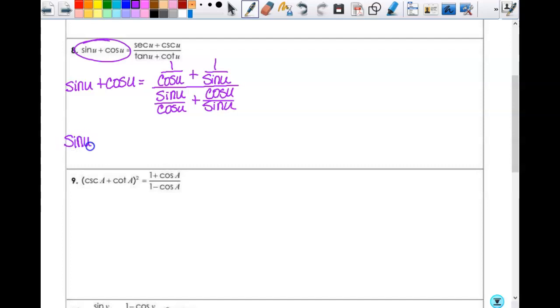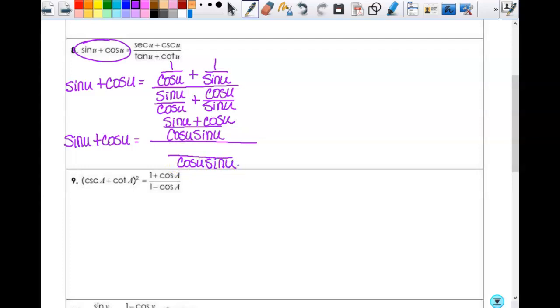So sine u plus cosine u equals. Okay, so here's my big old fraction bar there. In the numerator, my common denominator will be cosine u, sine u. This first numerator has to get multiplied by sine, and the second one has to be multiplied by cosine. Then in the denominator, my denominator will also be cosine u, sine u.